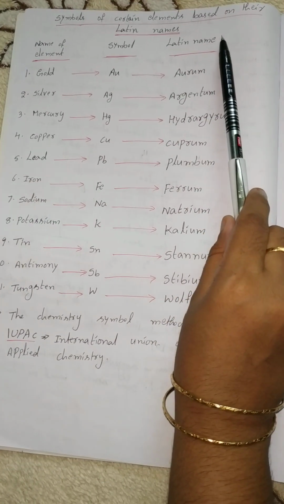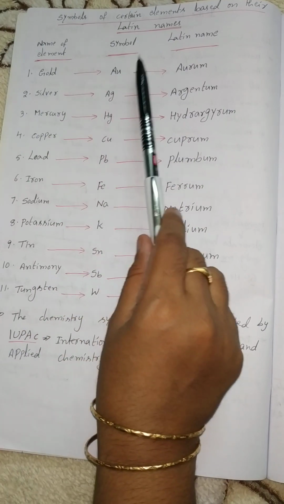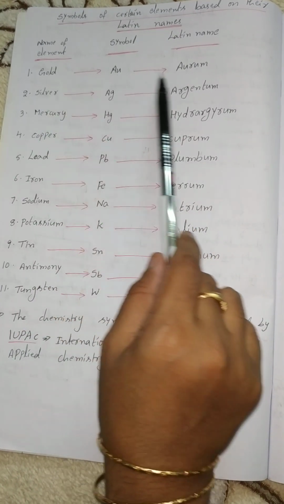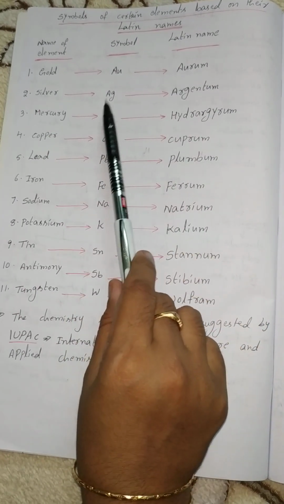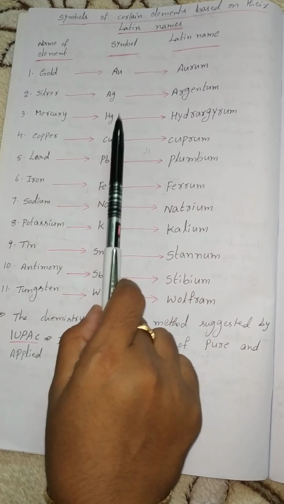Symbols of certain elements are based on their Latin names. Name of the element, symbol, Latin name. Gold, aurum, Au. Silver, argentum, Ag. Mercury, hydrargyrum, Hg.